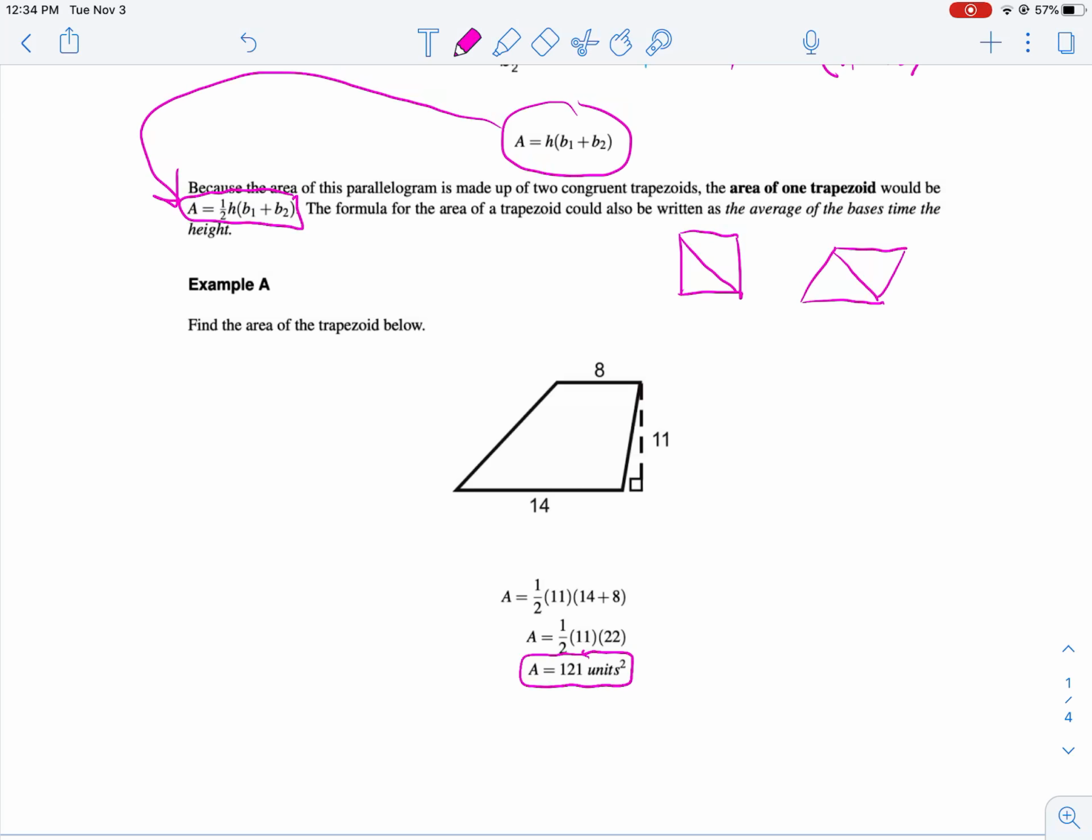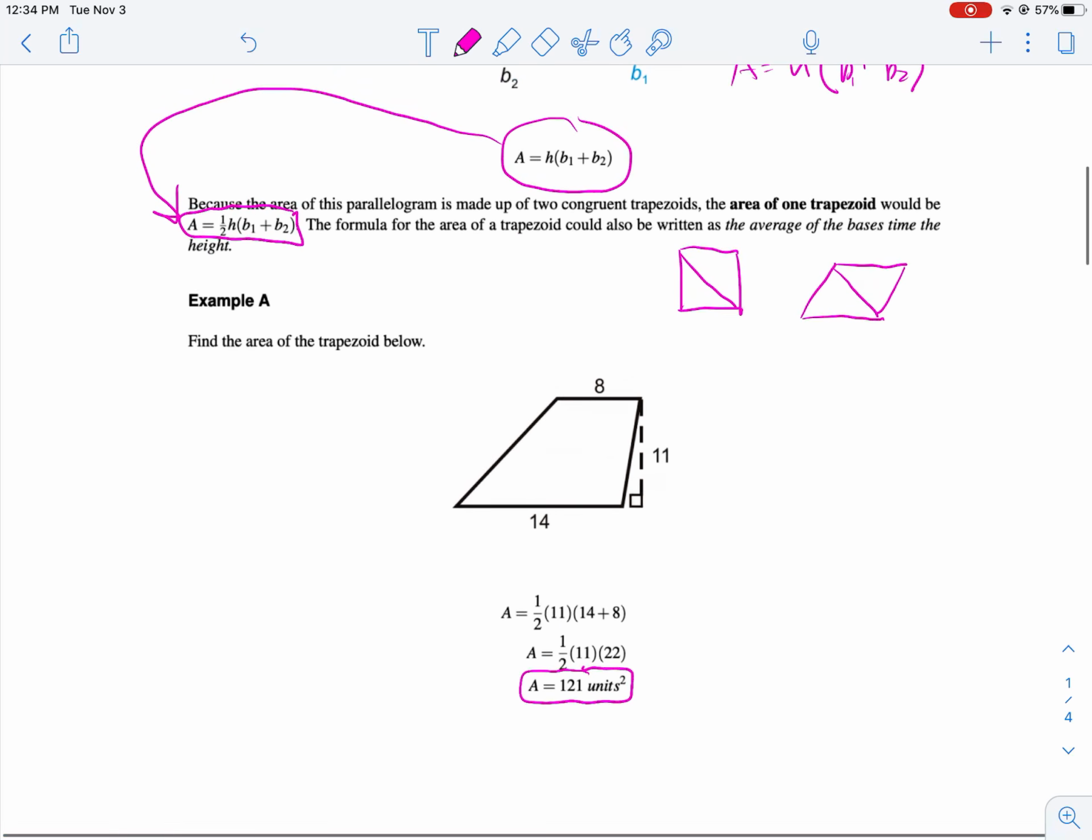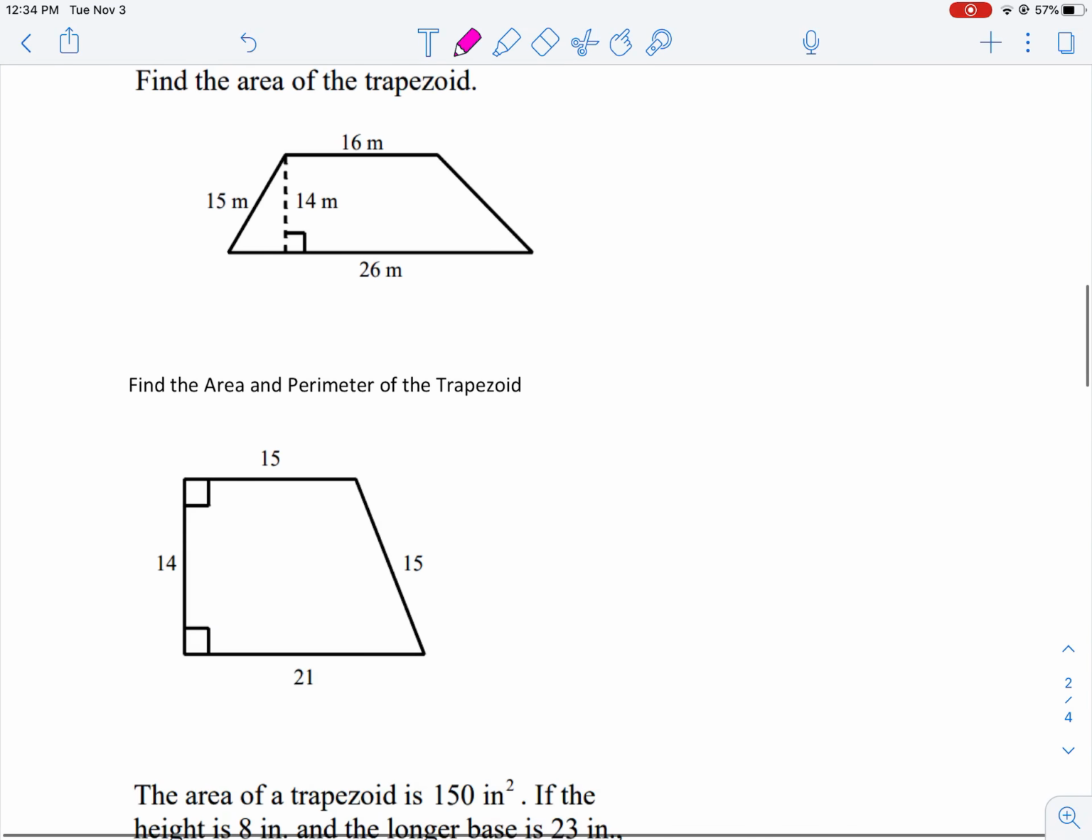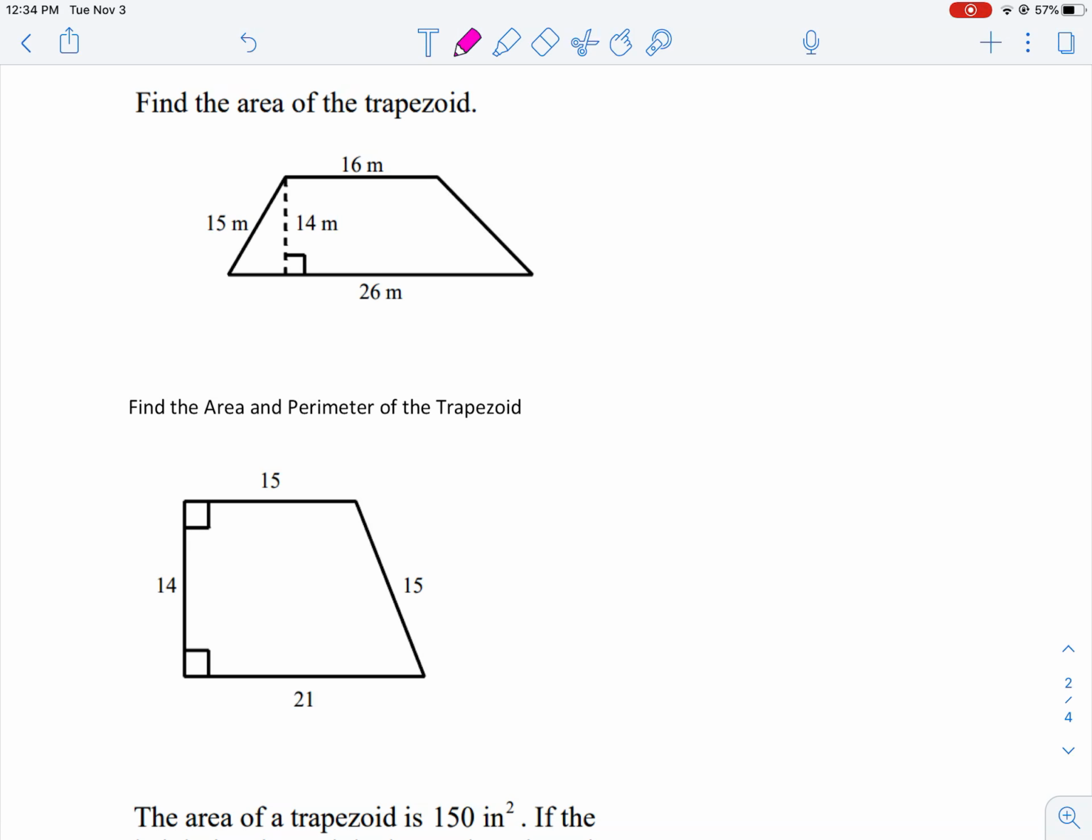Let's take this formula and do some stuff with it. We come down here. It says find the area of the trapezoid. Here again, look what they did. They put that little number there. This is a Regents problem. Did they have to put that number there? No. Does it help us even find the perimeter?